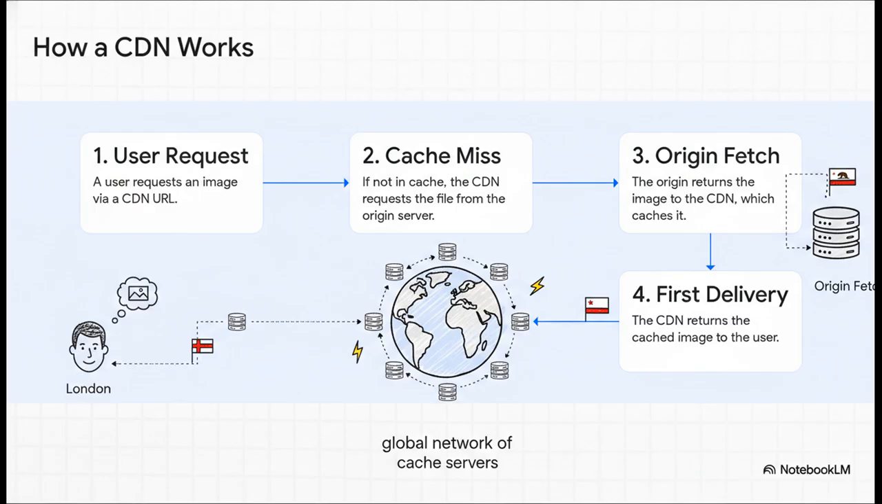The whole idea is to get content physically closer to your users. So if someone in, say, Tokyo requests an image, they're not pulling it from your main server in New York. Nope, they're getting it from a CDN server right there in Tokyo. That simple change in distance makes a huge difference in loading times. The site just feels snappy no matter where you are in the world.